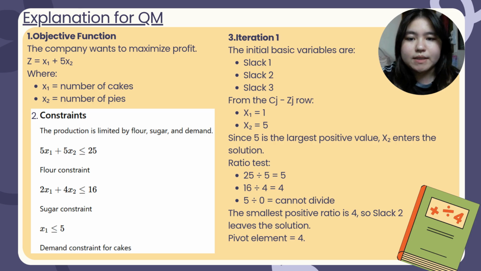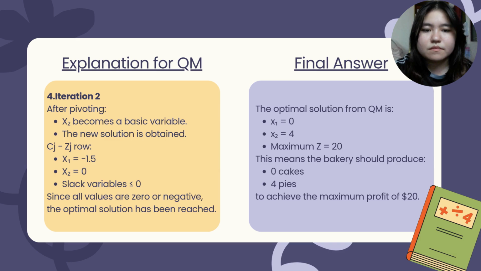In iteration 1, x2 entered the solution because it had the largest positive Cj minus Zj value. After the ratio test, s2 left the solution. The pivot element was 4. In iteration 2, all Cj minus Zj values were 0 or negative. Therefore, the optimal solution was reached. The bakery should produce 4 pies and 0 cakes to achieve the maximum profit of $20.